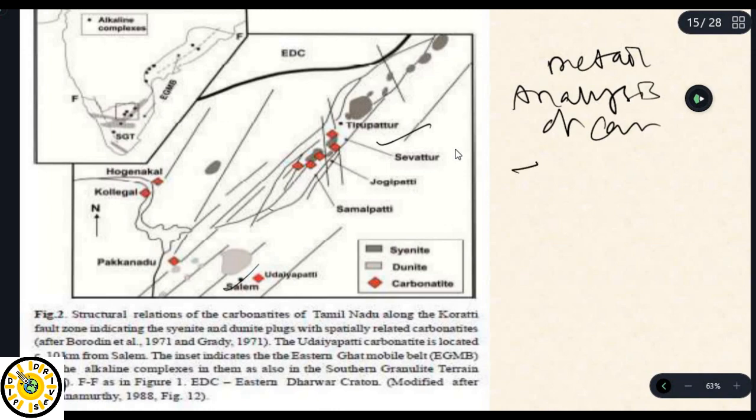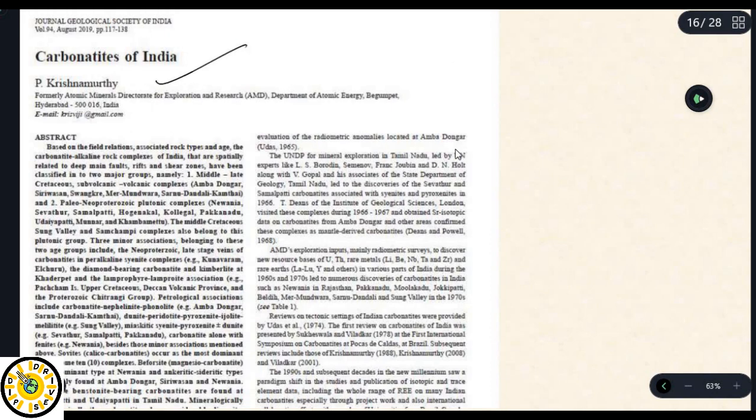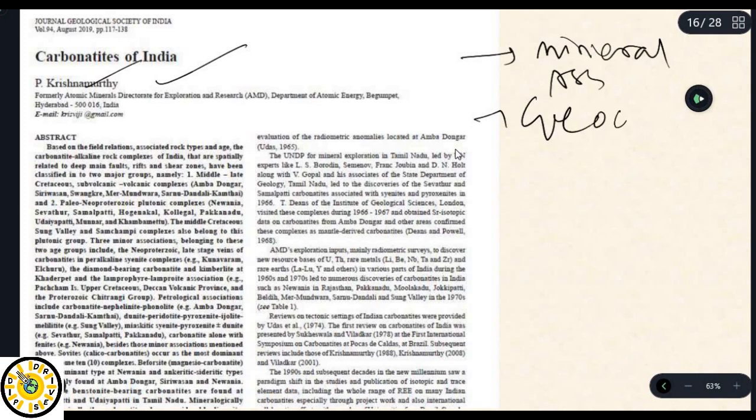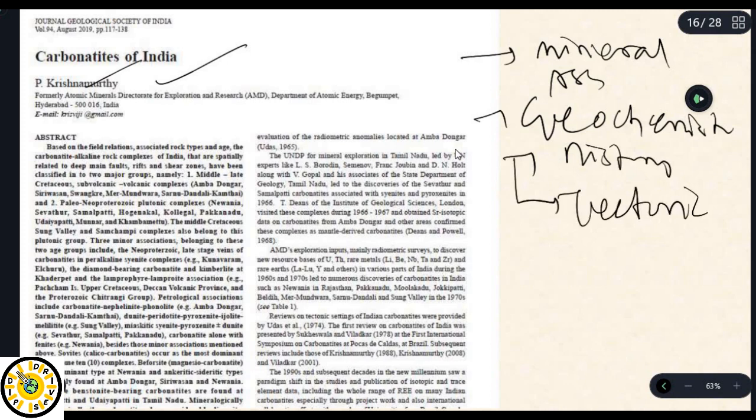If you want the paper, this is Carbonatites of India, Krishnamurthy 1988. You can understand properly the different types of mineral assemblage, geochemistry, distribution and tectonics. You have to make notes from this Carbonatites of India Krishnamurthy paper. So this is all about carbonatite.